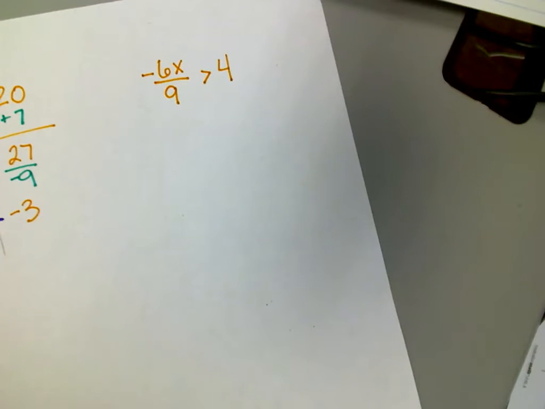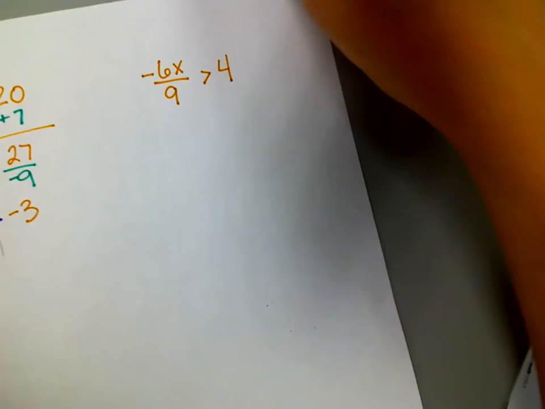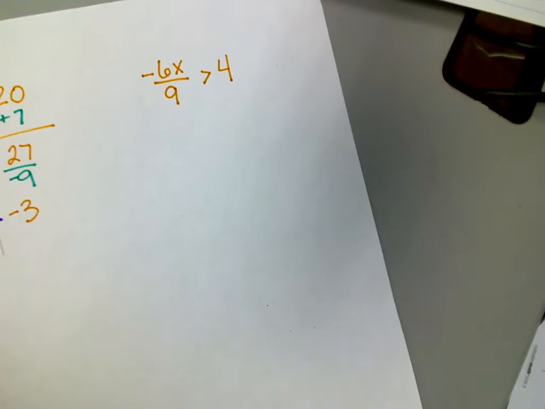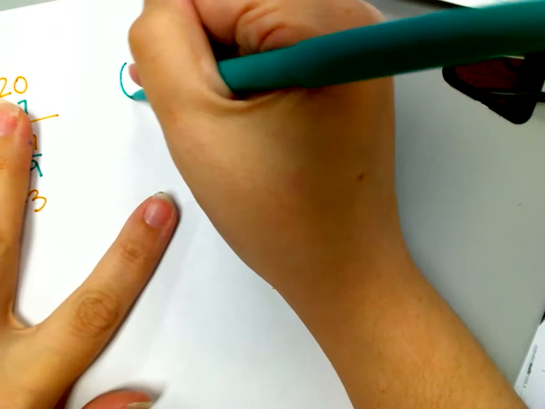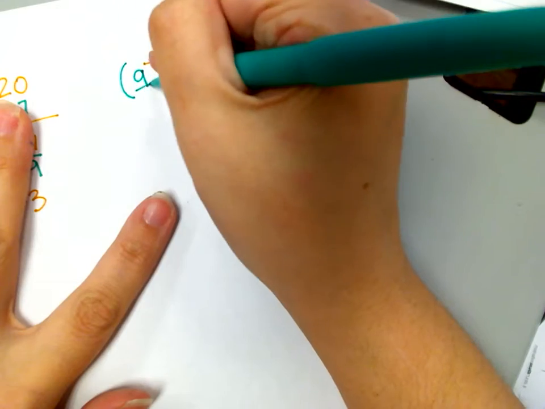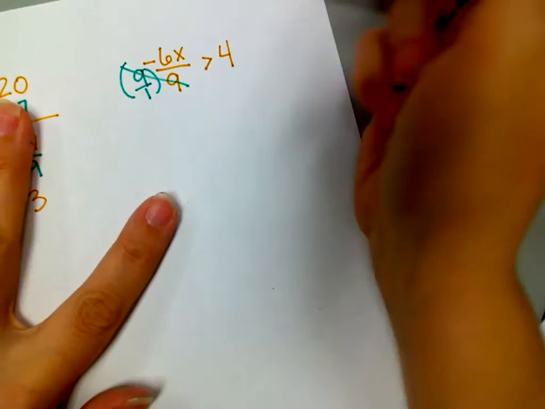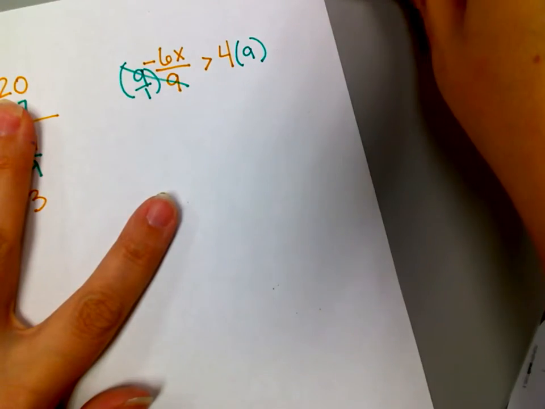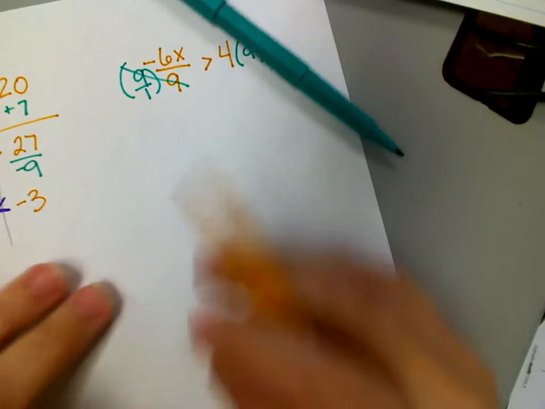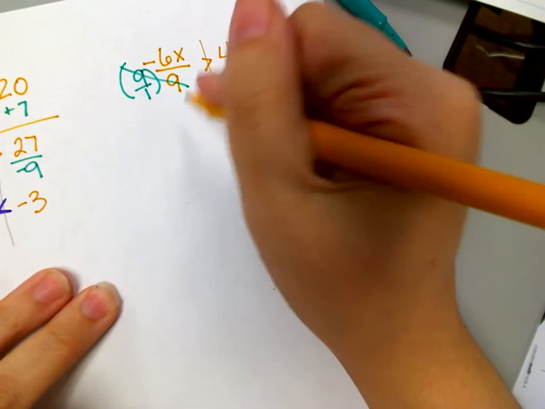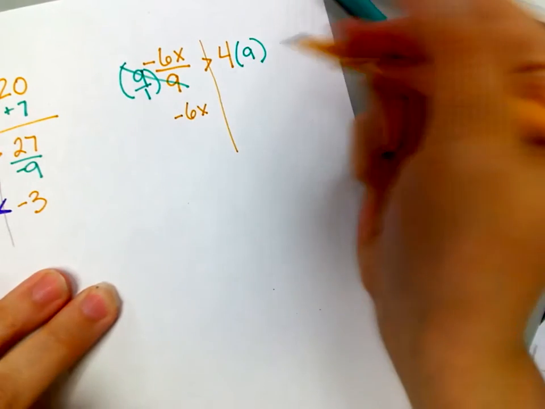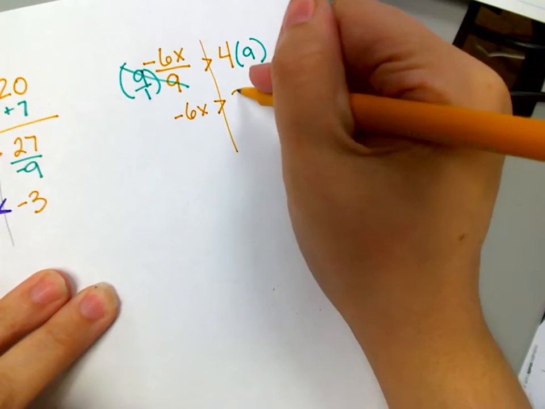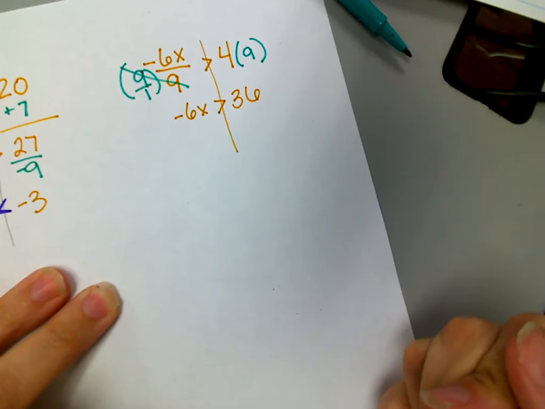Or I can multiply both sides by 9. I think where we are in this process, I'm going to have us multiply both sides by 9 first. So I can multiply both sides by 9, like 9 over 1, which would cancel that, and multiply that by 9. So that's going to leave me with negative 6x is greater than 36.